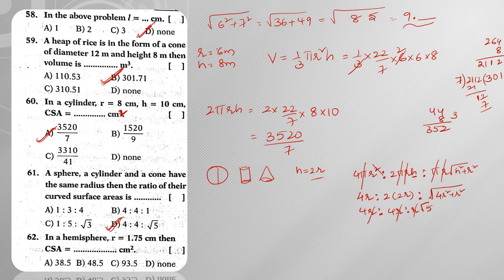Next, in a sphere, radius is equal to 1.75 centimeters, then curved surface area. So curved surface area of hemisphere is given by 2 pi r square. Now substituting the values, 2 into 22 by 7 into what is the radius here? 1.75. So 1.75 can be written as 175 by 100 into 175 by 100. Now in the 7 table I can cancel this. So 7 twos are 14, so 14 means 3 will be left, 35. So 7 fives are 35.